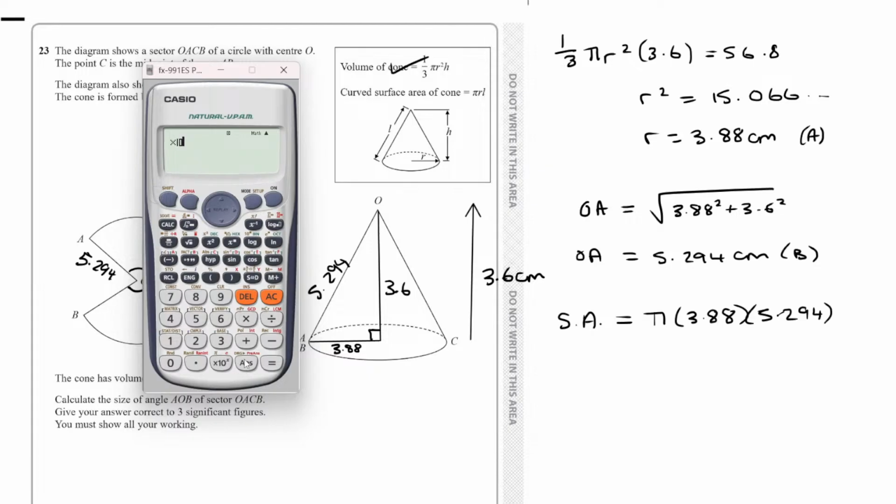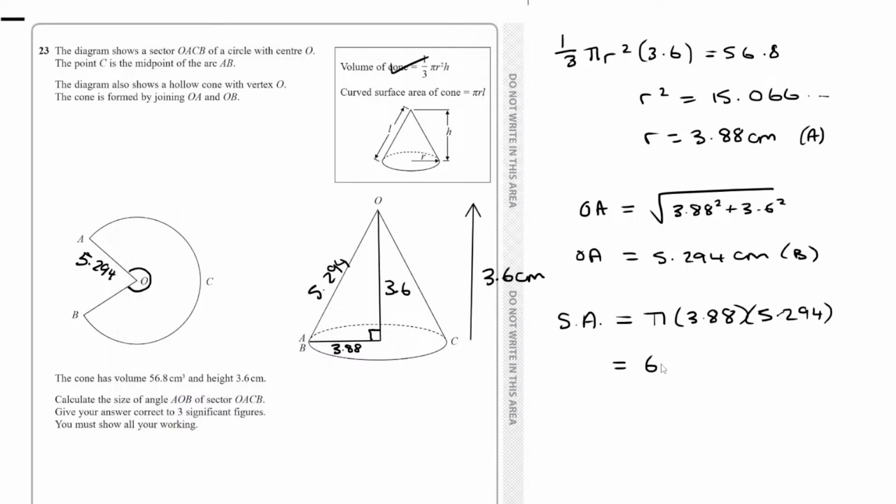So pi times, now I'm bringing back A again, aren't I? I want to have the whole of those decimals. You can write B or you can write the answer because it is the previous answer. So my surface area of the cone is 64.557, obviously. Now just think about that.